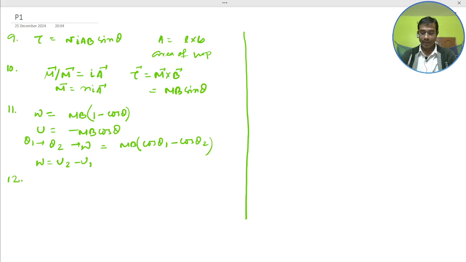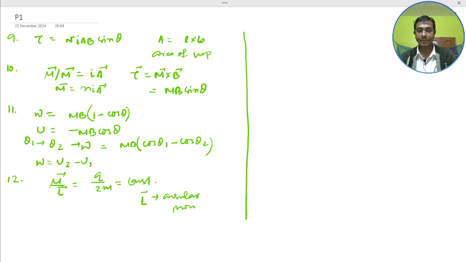Next one is the gyromagnetic ratio, that is mu by L is equal to q by 2m, and this is a constant, where mu is the magnetic dipole moment and L is the angular momentum.